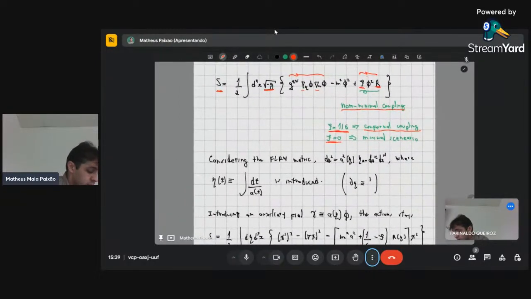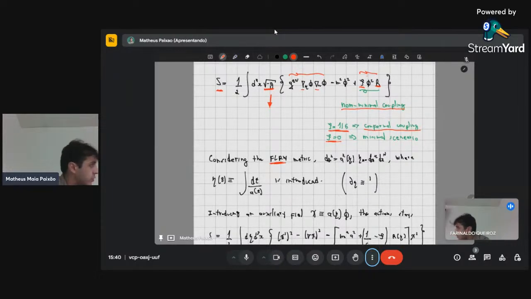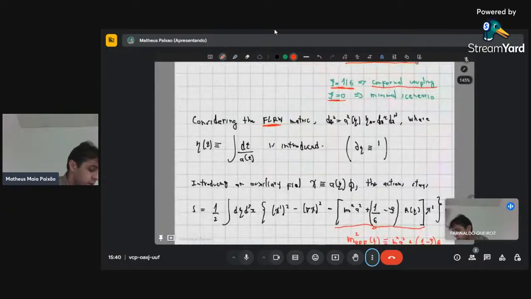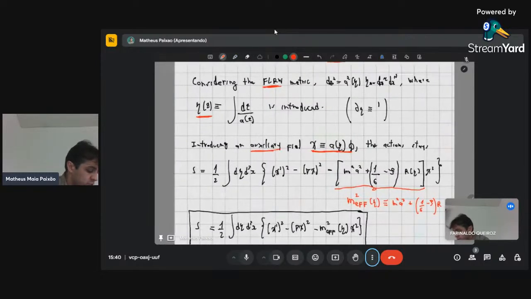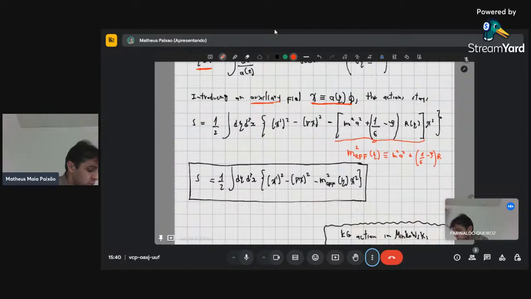Before everything, we are going to consider the Friedmann-Lemaitre-Robertson-Walker metric. That's just the metric of the expanding universe. Instead of using the usual time t, we are going to write our action in terms of the conformal time. And we are going to introduce an auxiliary field in order to absorb the expansion factor that multiplies our field. By doing this substitution, my original action obtains this expression here.